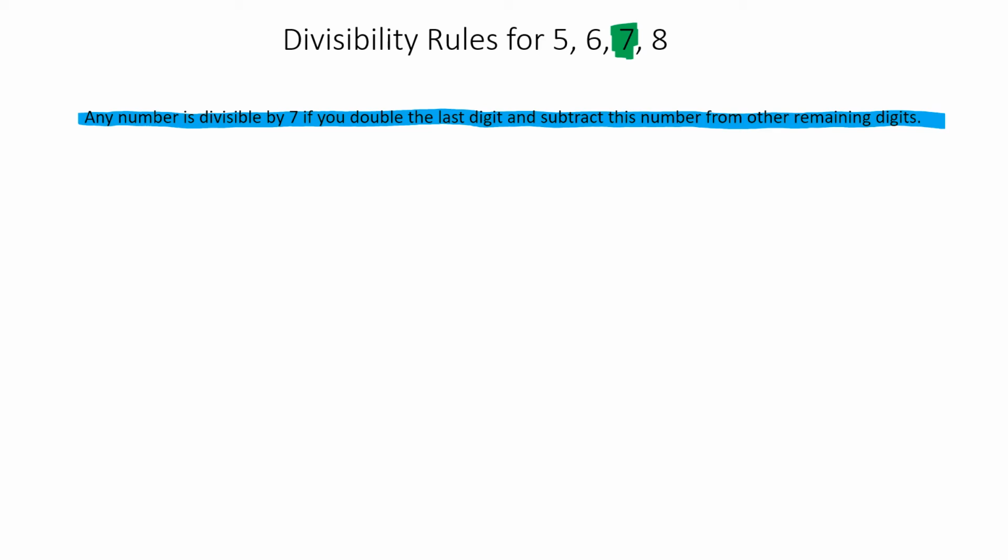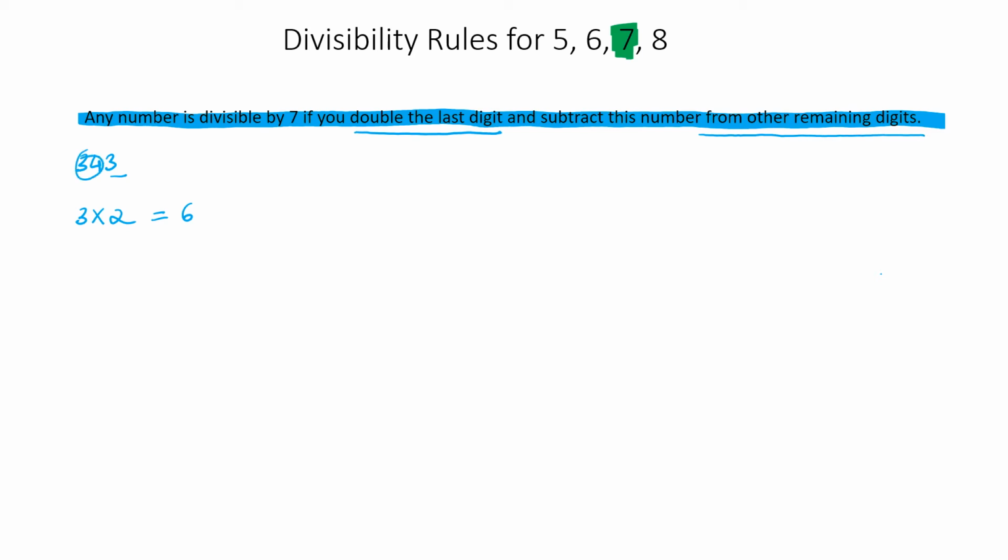Let's take the number 343. Now, let's just follow this divisibility rule. You double the last digit. So let's do that. The last digit is 3. Doubling it would be 3 times 2, which gives us 6. And subtract this number from the other remaining digits. The other remaining digits is 34.